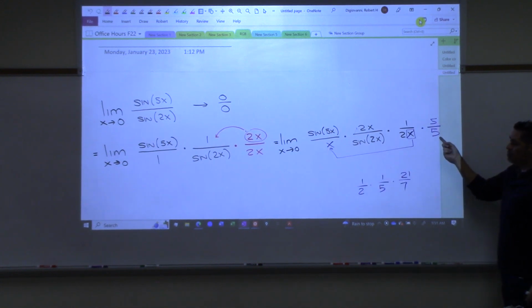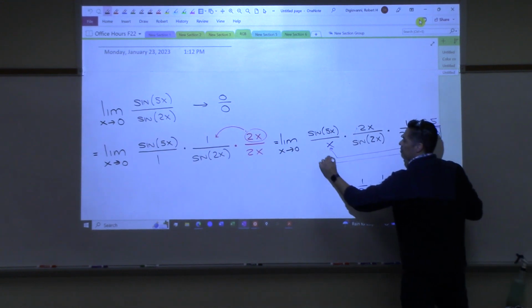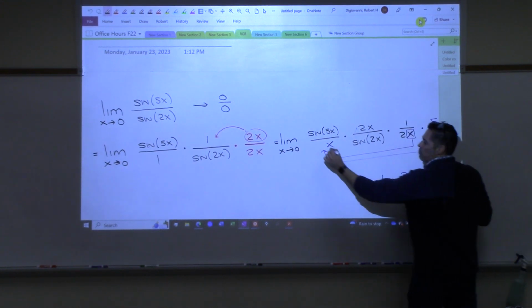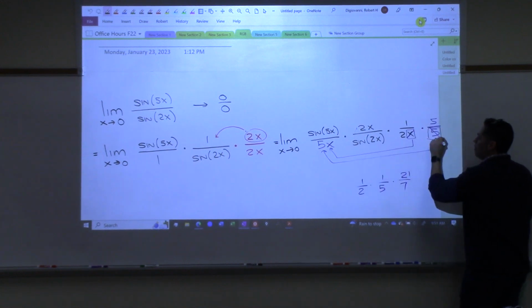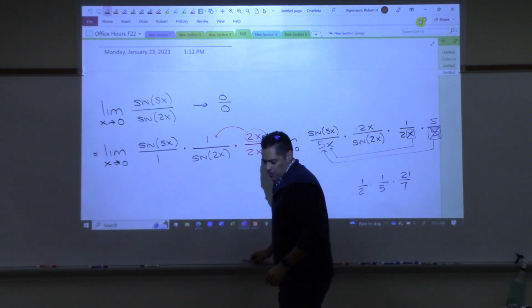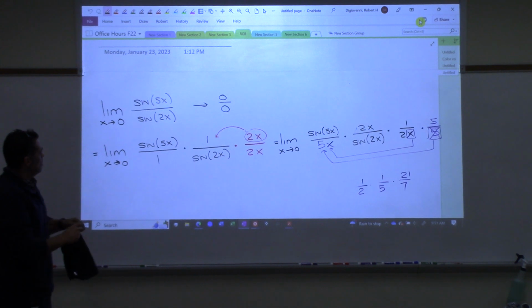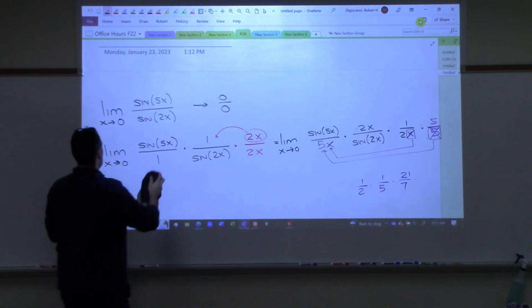But the only way to introduce 5 on the bottom is if you introduce 5 on the top. That's just algebra. You can only multiply by 1. So I'm now going to grab this 5 and take it over here as well. All right? So that 5 will become a 5x there, and it won't be here anymore, right? I know this is strange. I told you it would be. Students normally hate these problems.